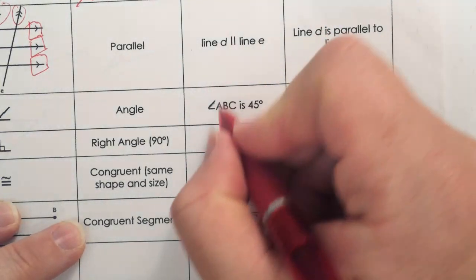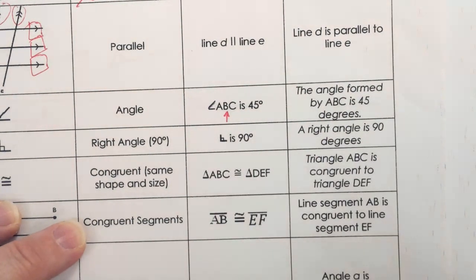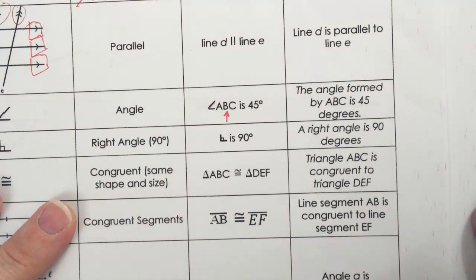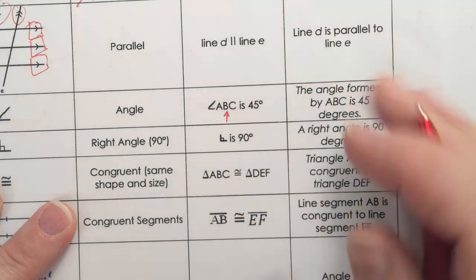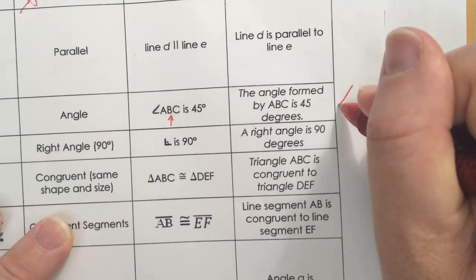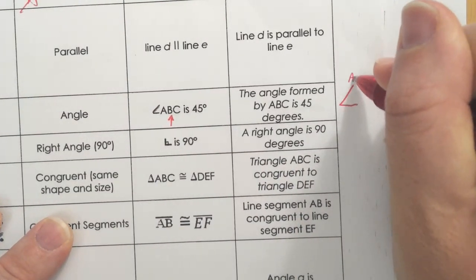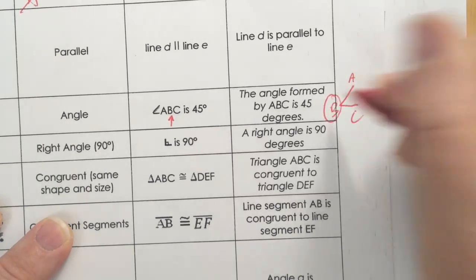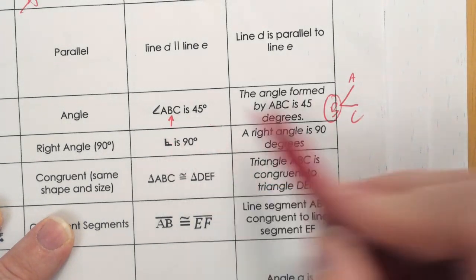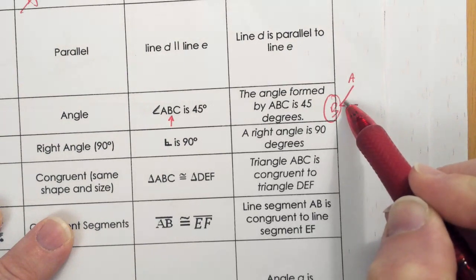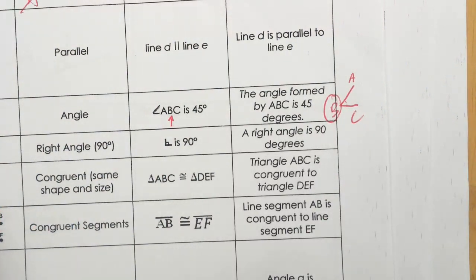So what that looks like, now you see that center letter? That's where the corner of the angle is. That right there is very important. So angle A, B, C. And notice that the center letter, that's where the angle was located. That's where you turned the corner.